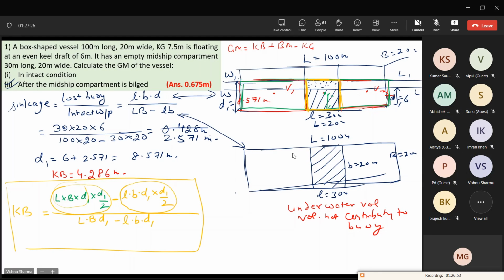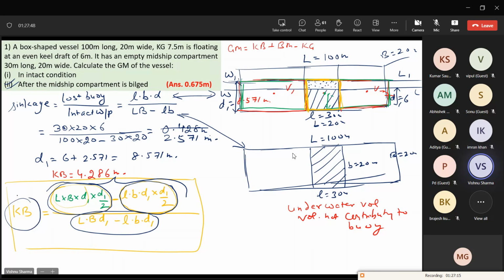Okay, guys, what have I done? From the total vertical moment of the underwater volume, I removed the vertical moment of the volume that was not part of the buoyancy. The difference left me with the vertical moment of volume of buoyancy, and I divide this with volume of buoyancy. It will give me the KB in the bilged condition, which I need for my purpose. Yes or no, beta?